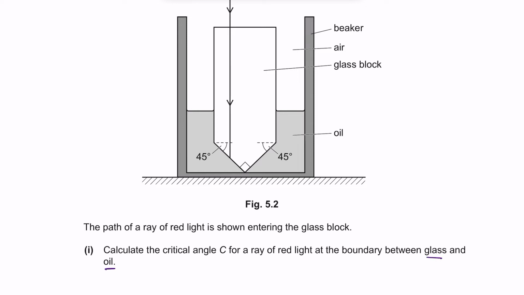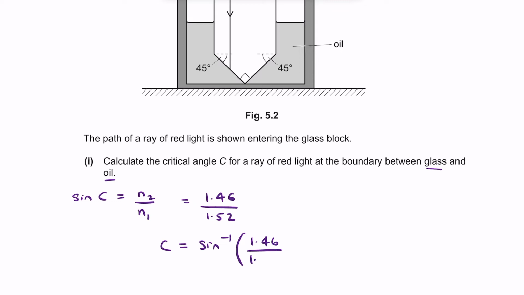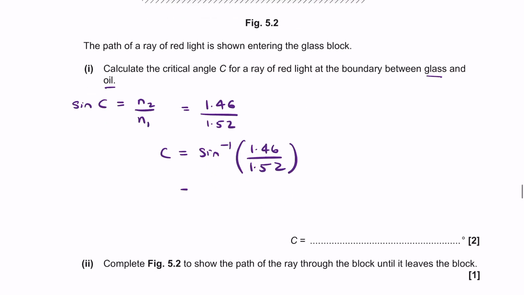So we know the formula of critical angle, which is sine C equals n2 over n1, where n2 is the refractive index of medium 2, which is the oil, 1.46, divided by n1, which is the refractive index of the glass block, 1.52. We can do sine inverse of this, and it will get us a value of 73.8 degrees, or 74 degrees.